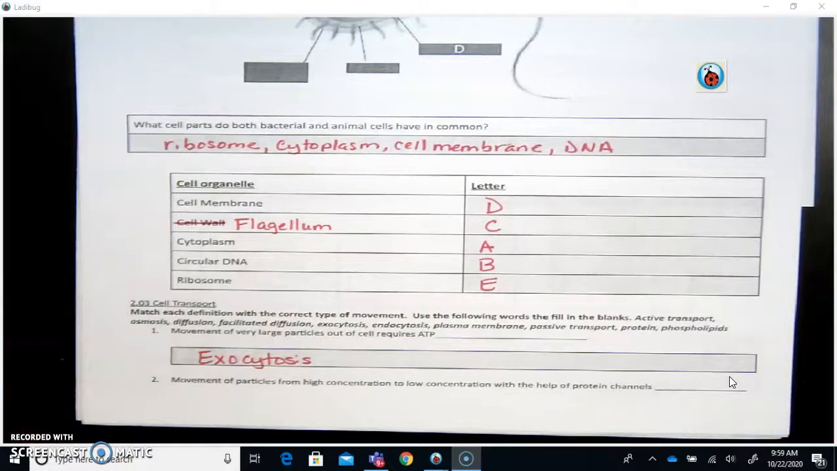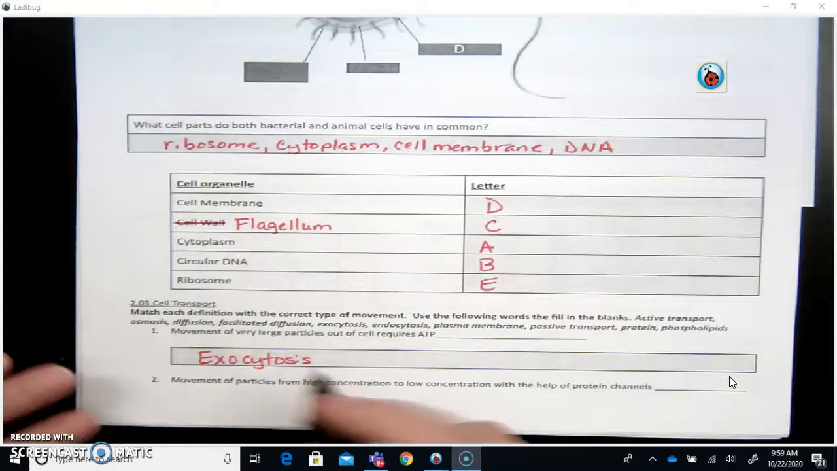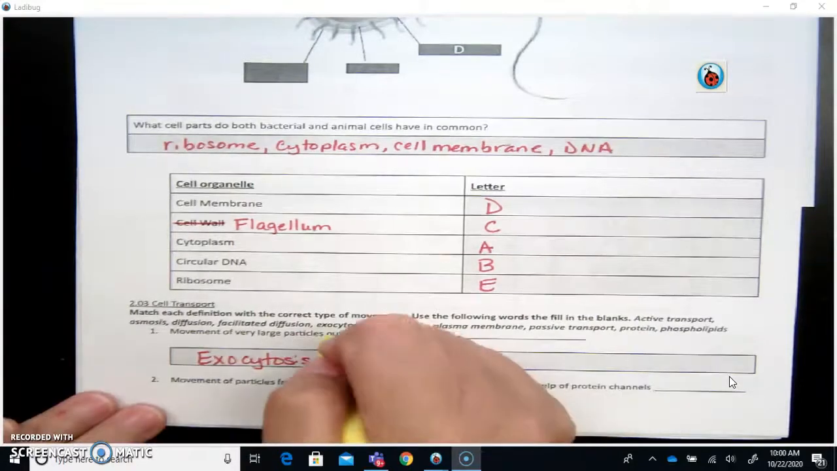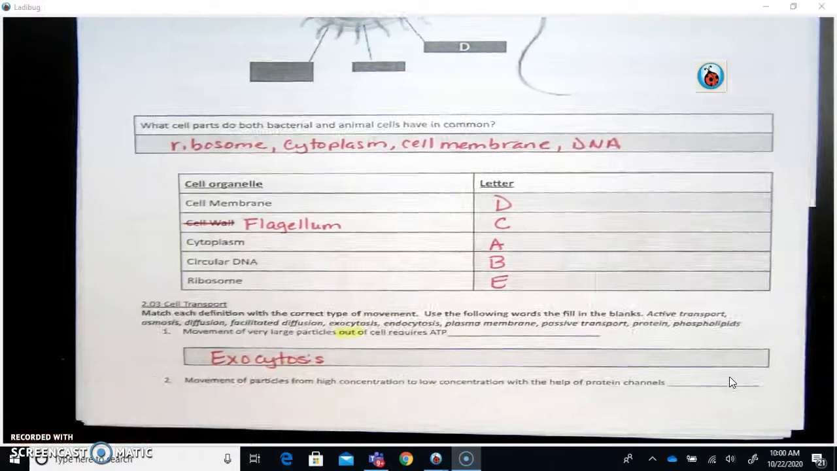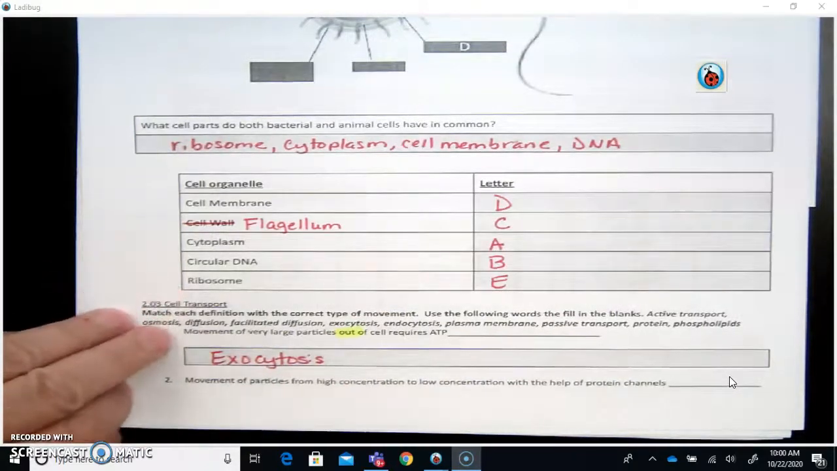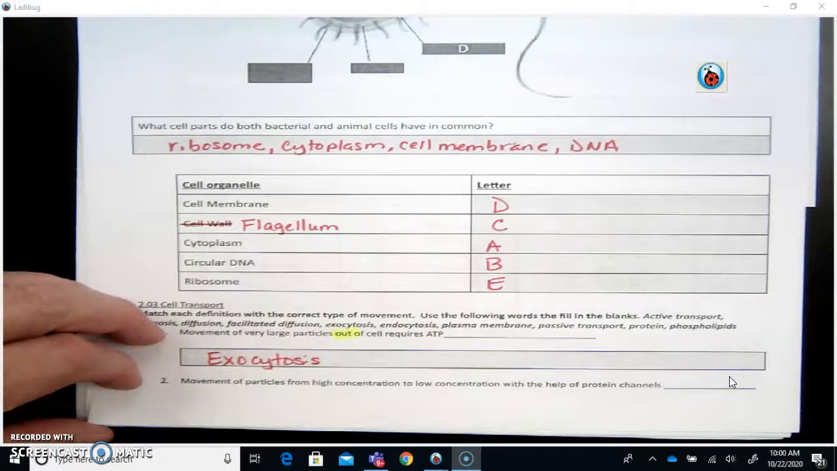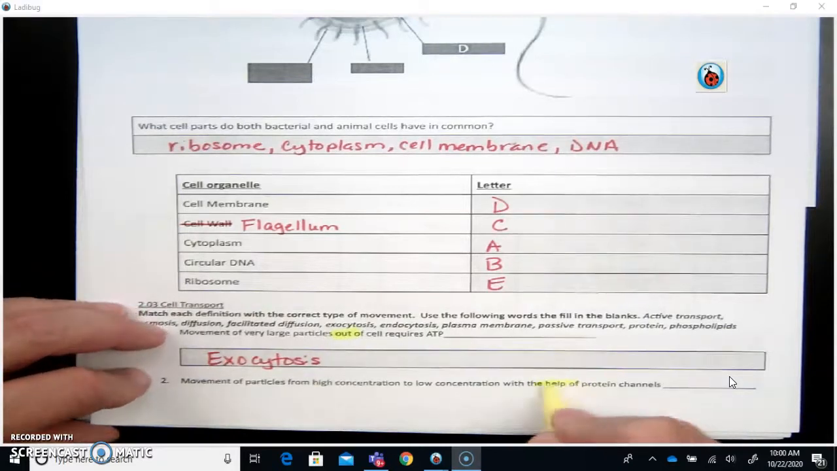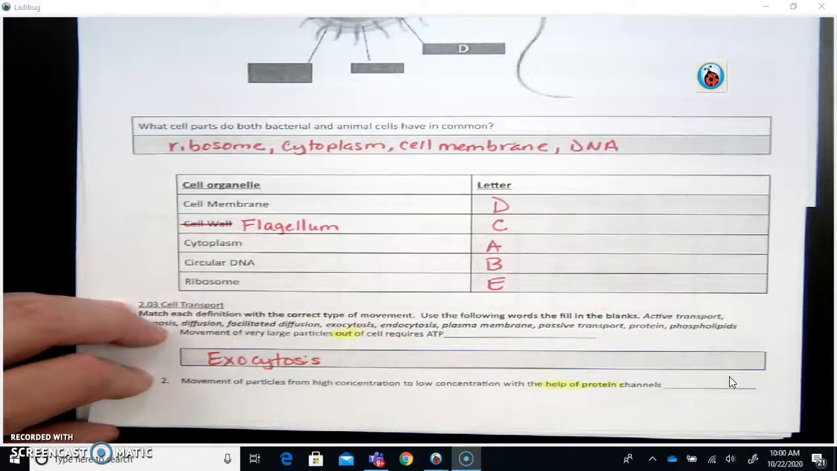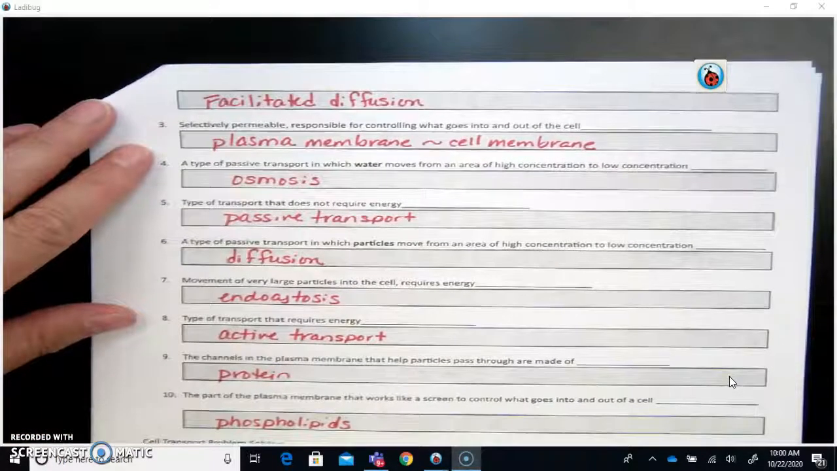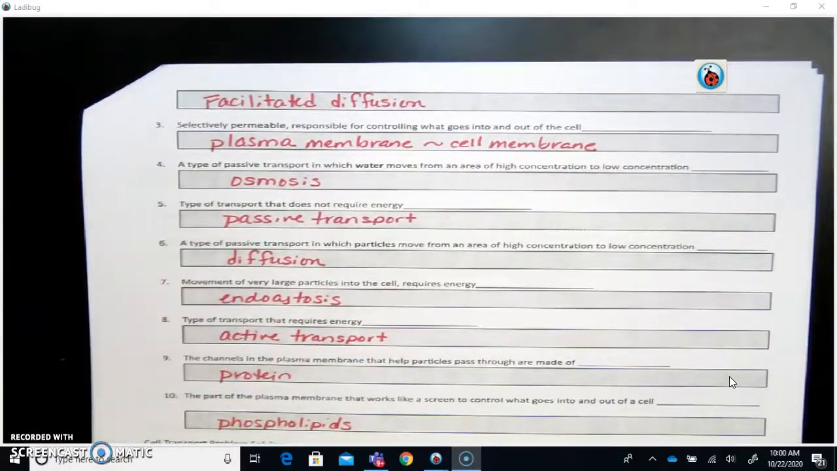Down here at the bottom, a little bit about cell transport, the movement of very large particles out of the cell, and it requires ATP, is exocytosis. The movement of particles from a high concentration to a low concentration with the help of the protein channels. So that's diffusion with a little bit of help, and we call that facilitated diffusion. Number 3, selectively permeable, responsible for controlling what goes in and out of the cell. That's going to be the plasma membrane or cell membrane.